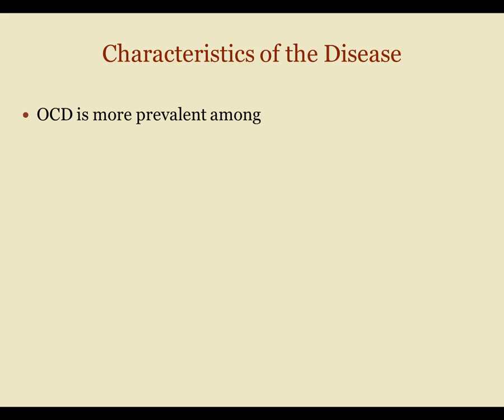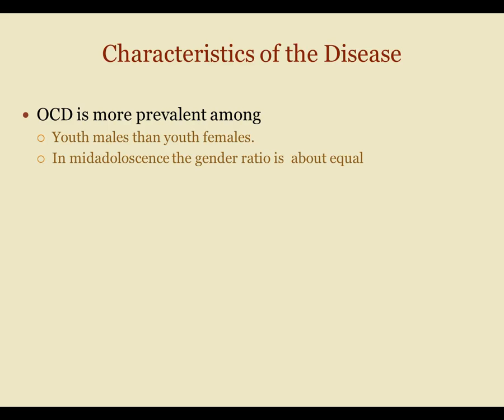Some characteristics of this disease: OCD is more prevalent among youth males than youth females. We see this more in males as a way to control some obsessive thoughts. In mid-adolescence, the gender ratio is about equal, and then when we get into adulthood, it's predominantly female. And you know what? This isn't going to change. We're going to see that women suffer from higher rates of diagnosed disorder.